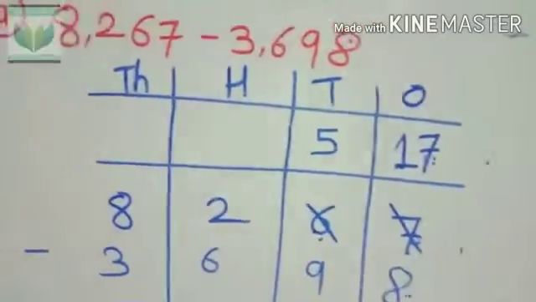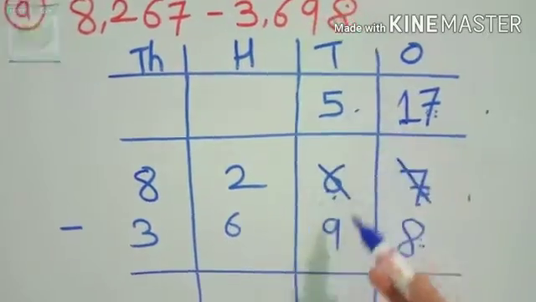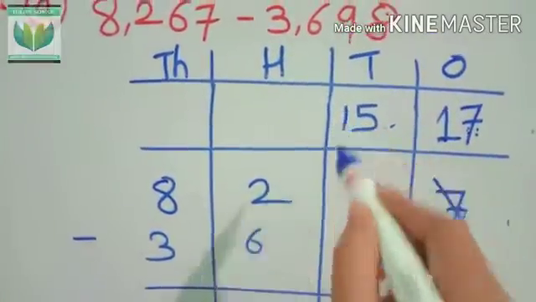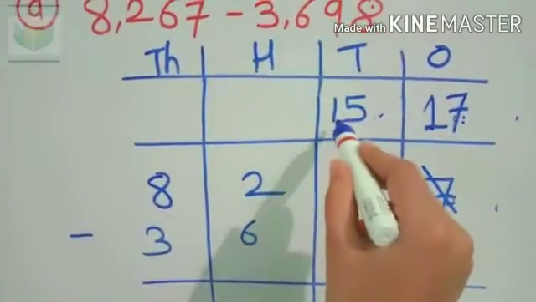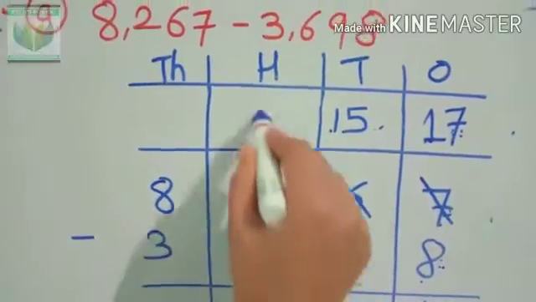Now let's do the tens place. Again here is a small number minus big number, so again we have to take a carry. In front of 5 we have to write 1. Now it becomes 15. This 1 we taken from the 2. Now here what remains is 1.